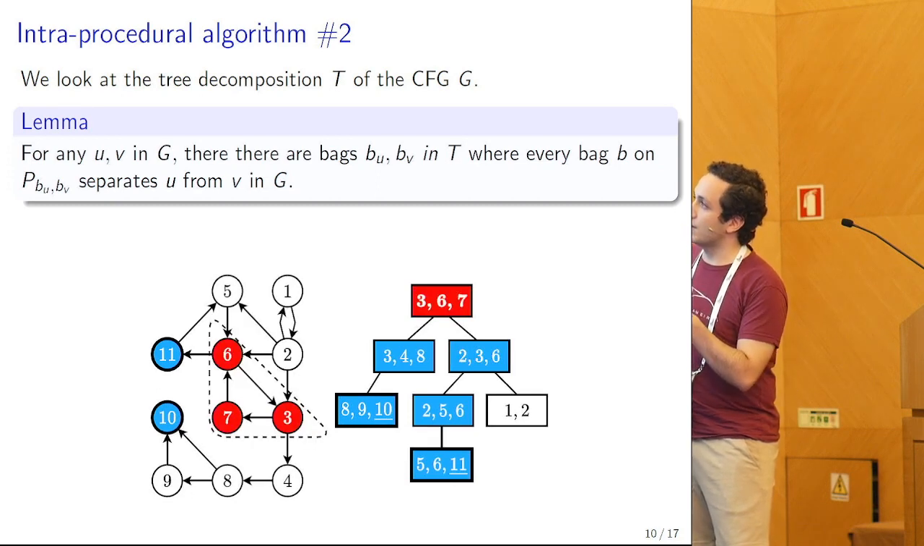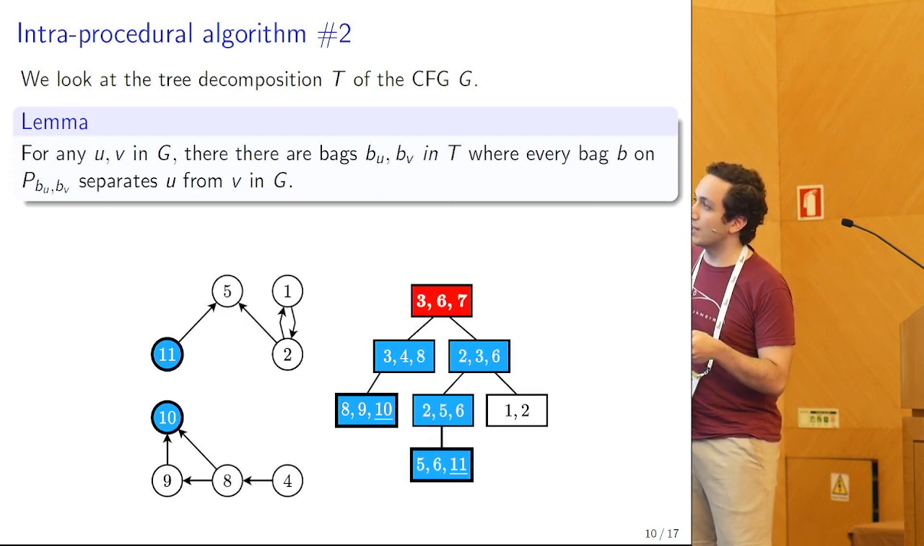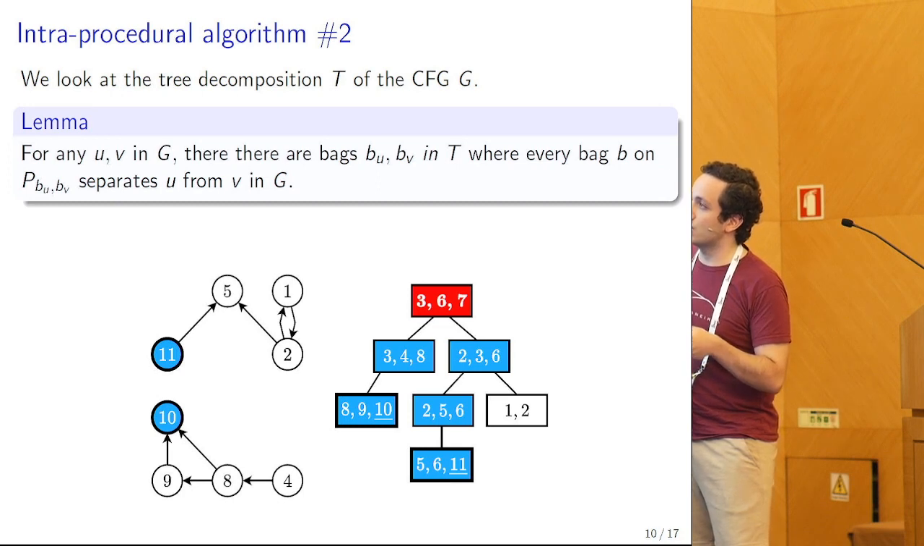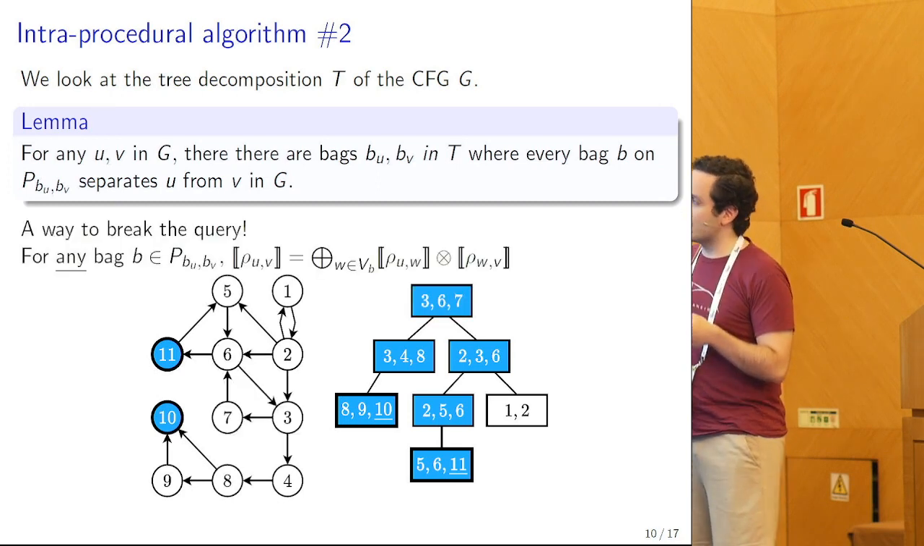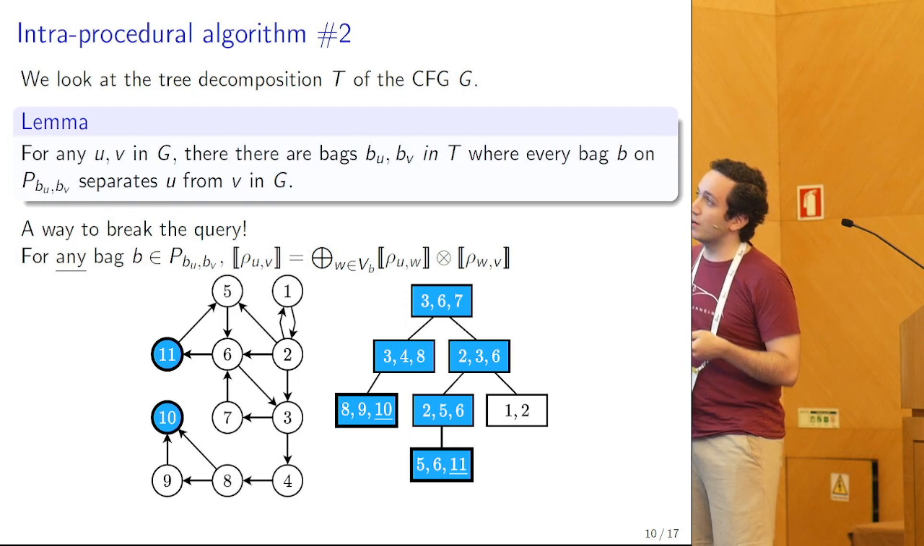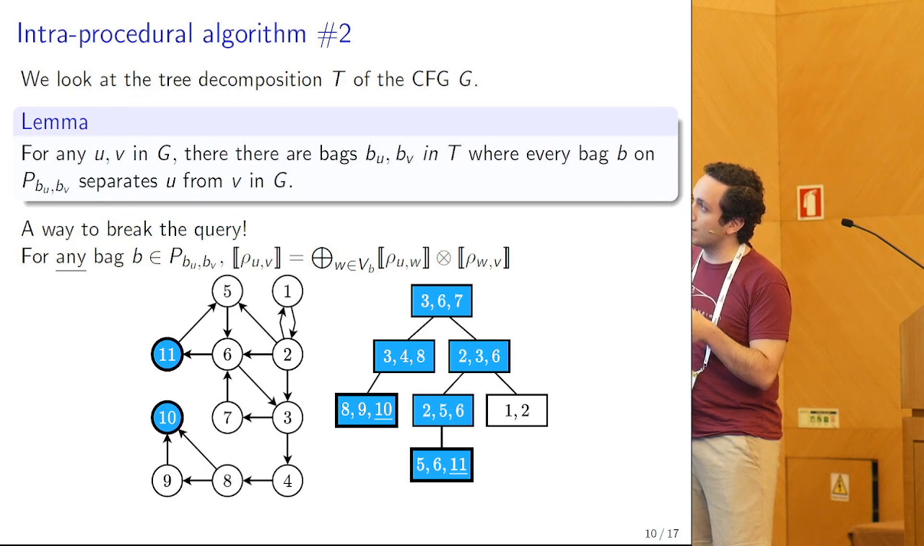If we pick this other bag, we remove it, we get the same effect. These two nodes are separated. And this gives us means to break down our query. So if we pick any bag on this blue path, we can break a query from U to V, like this.